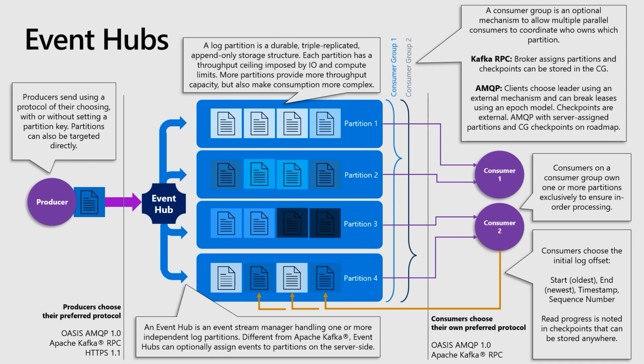An event hub, as shown in this picture here, is a name that has partitions. Each partition is a log that is durably triple replicated in an append-only data structure. Each partition is mapped to a storage account, as we'll see. And that partition has a throughput ceiling of between 5 to 10 megabytes per second.